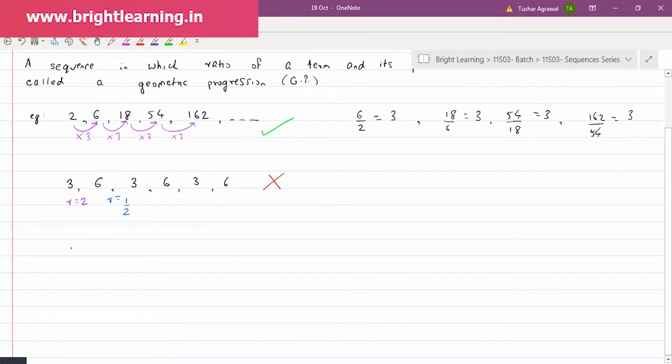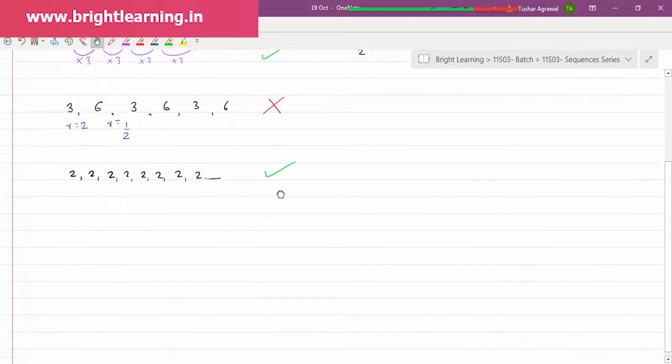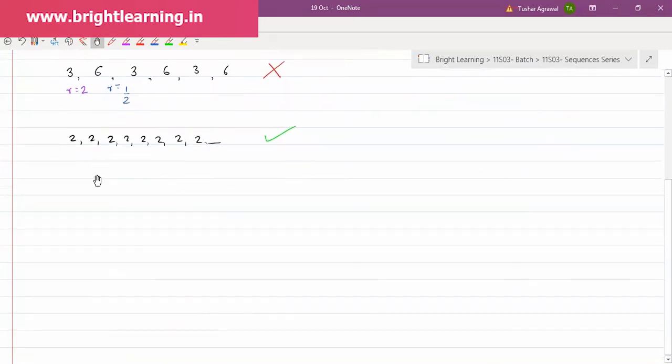Another example, if I give you, let's say, 2, 2, 2, 2, 2, and so on. This is again a geometric progression. So the common ratio is equal to 1 only. And the common ratio can be negative also. How can the common ratio be negative? I'll just give you one example. So here I will just write R, the common ratio. The symbol is R. Common ratio is equal to 1.